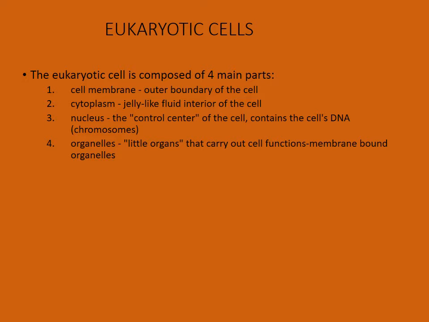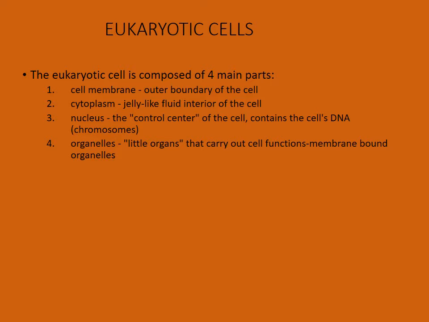EU, which also sounds like YOU, means true, and are made of all eukaryotic cells. All right. So eu meaning true, and kary, like we said previously, means nucleus. So true nucleated cells. See that? So eukaryotic cells, they are composed of four main parts.